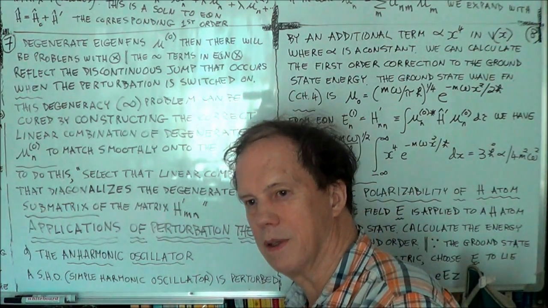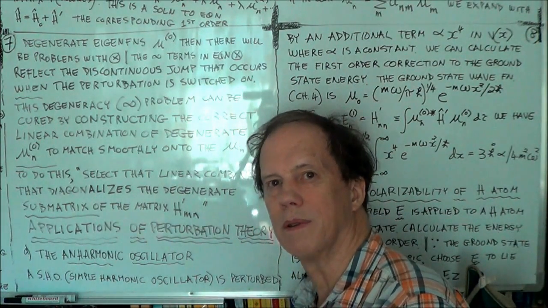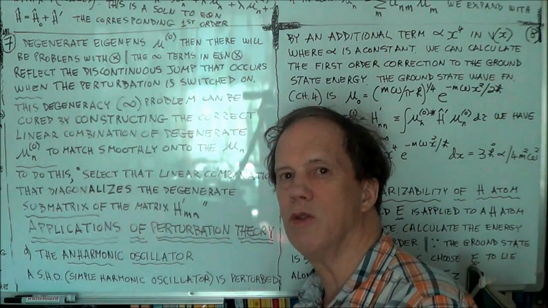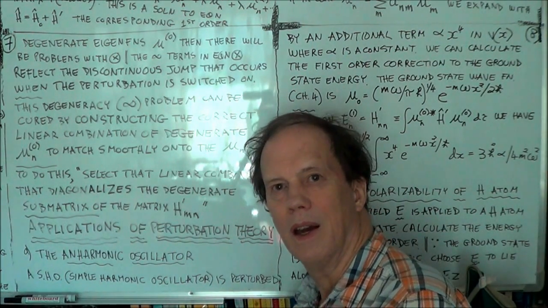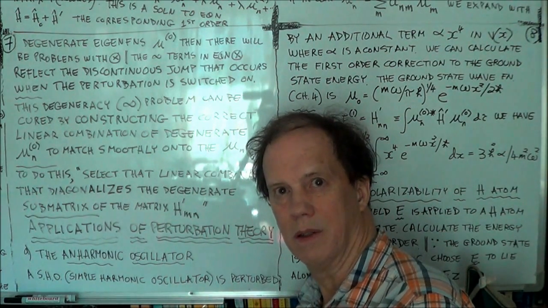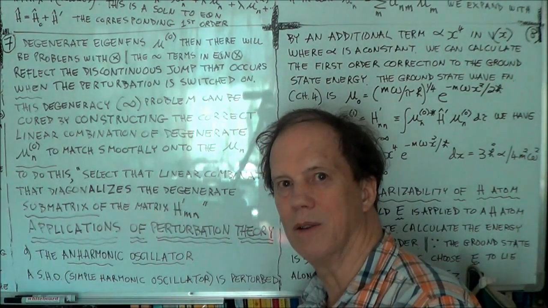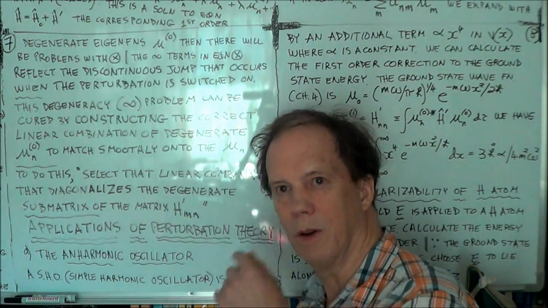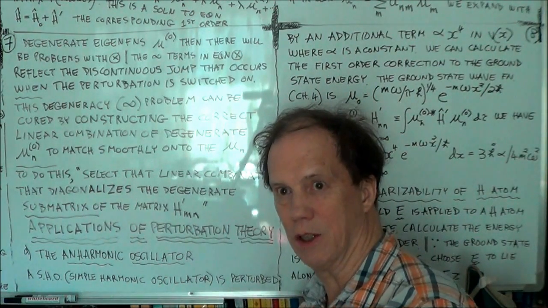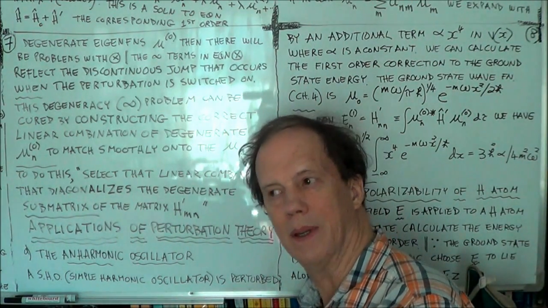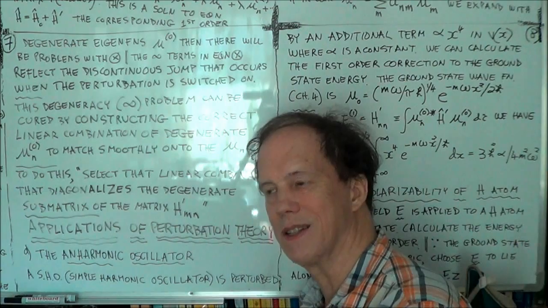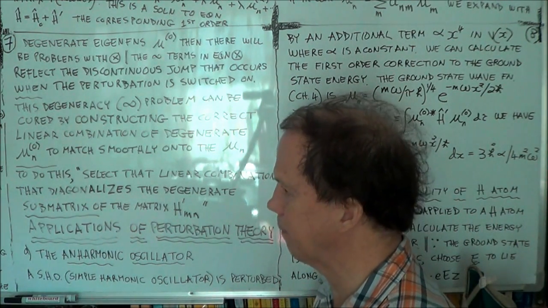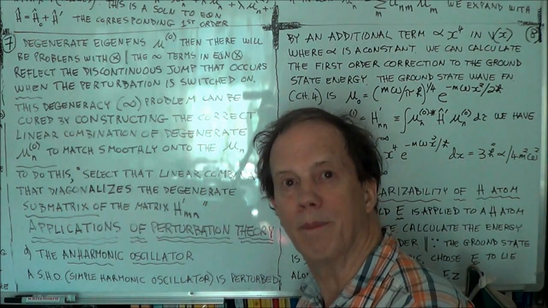But if it happens that the eigenfunctions Um and Un that correspond to those eigenvalues are degenerate, in other words, they have the same eigenvalue, so that Em equals En, then you've got a zero in the denominator. You're dividing by zero, and that's a no-no in physics. So what you do now, it's a problem, a conceptual problem.